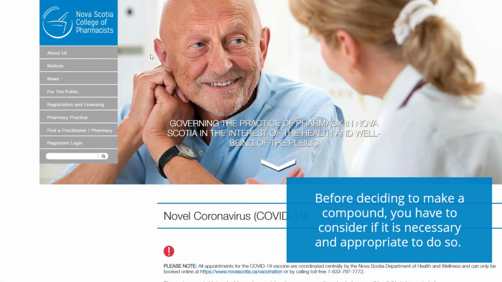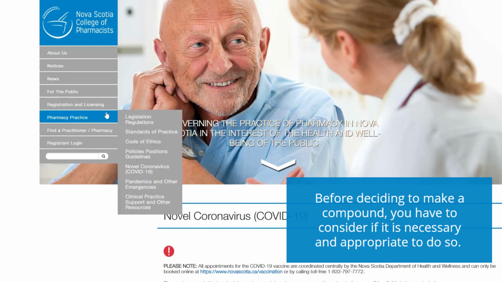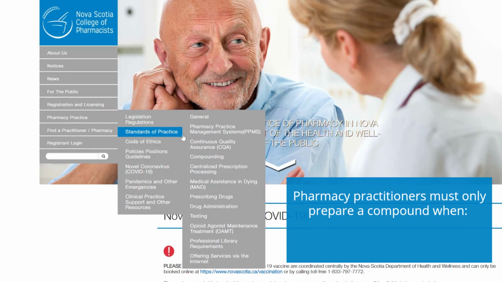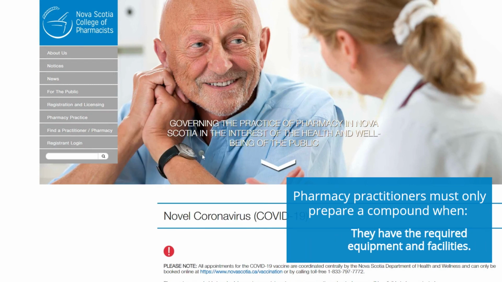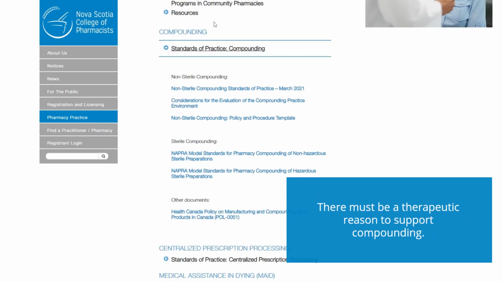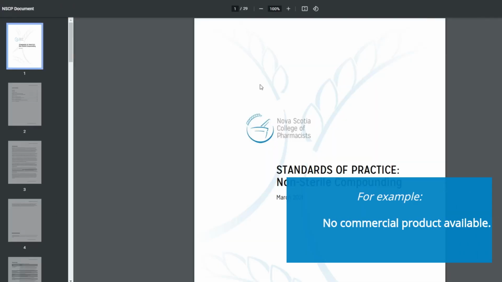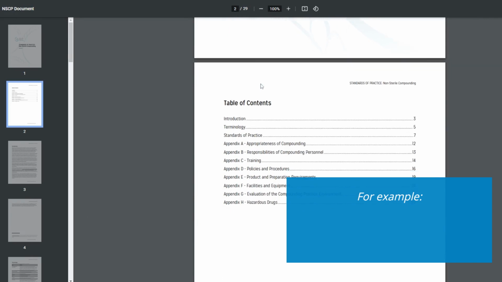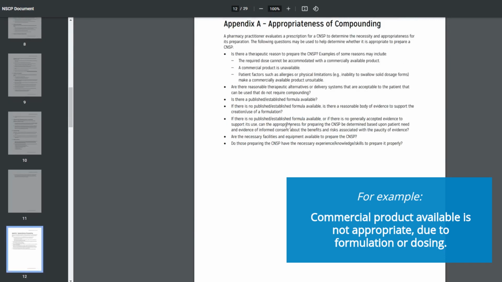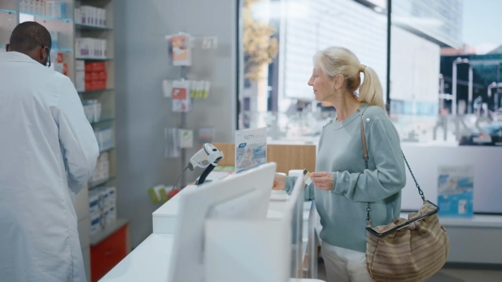Before deciding to make a compound, you have to consider if it is necessary and appropriate to do so. Pharmacy practitioners must only prepare a compound when there is a valid prescription, when they have the required equipment and facilities, and when there is appropriately trained staff. There must also be a therapeutic reason to support the compounding. For example, when there's no commercially available product, or when a commercially available product is not appropriate due to formulation or dosing. It's also important to consider if there are any acceptable therapeutic alternatives that would not require compounding.